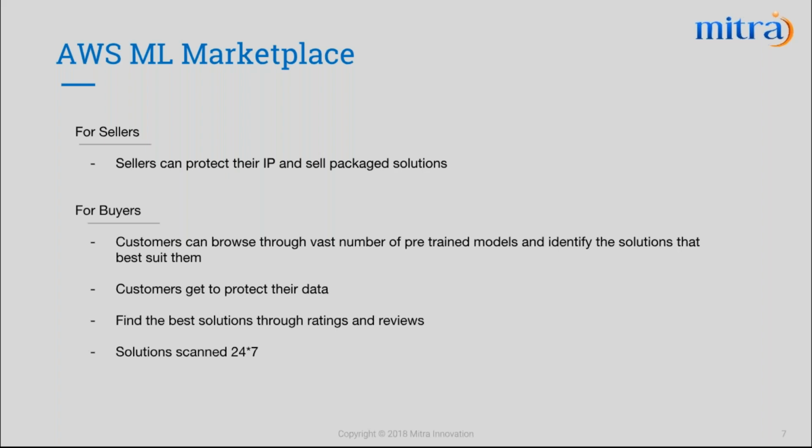And the next point is customers get to protect their data. Let's say you use an algorithm and you train it with your own data set, or you use a model and test it with your own data set. This test data that you use is protected from the seller. It is separated from the seller, and he would not get access to your data. So you can protect your intellectual property without having it violated. At the same time, this is applicable for sellers as well. Sellers can also protect their intellectual property and sell packaged solutions.